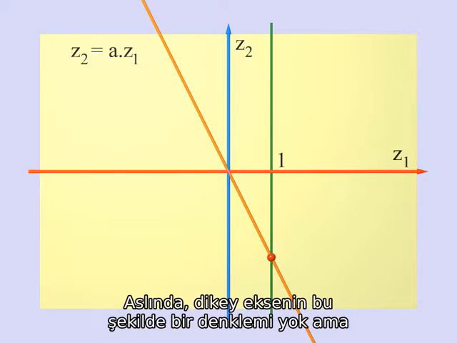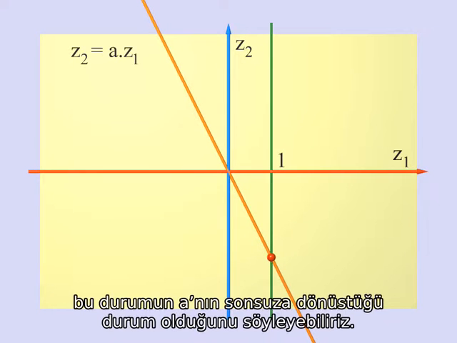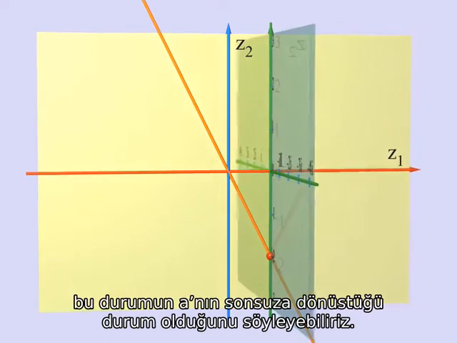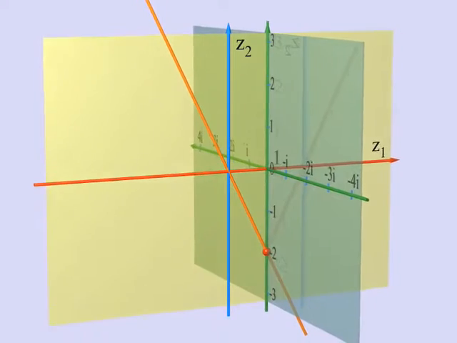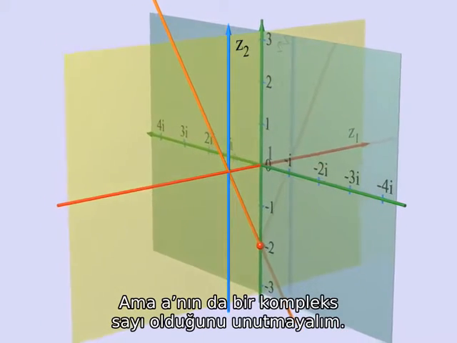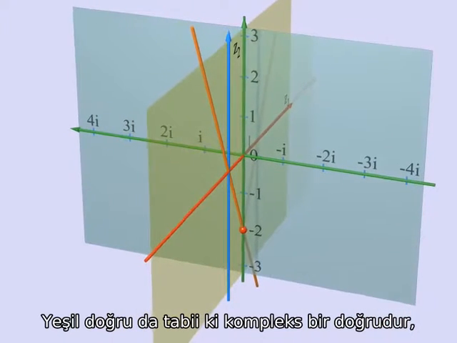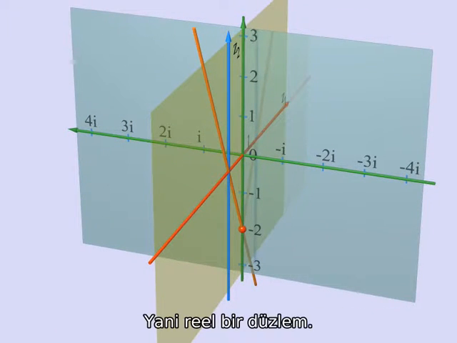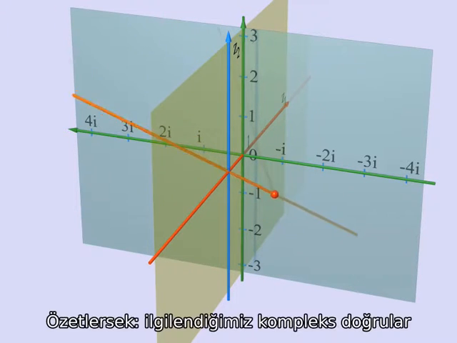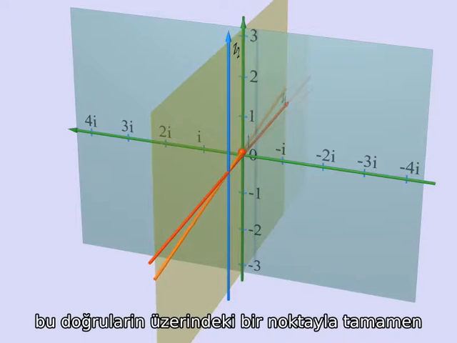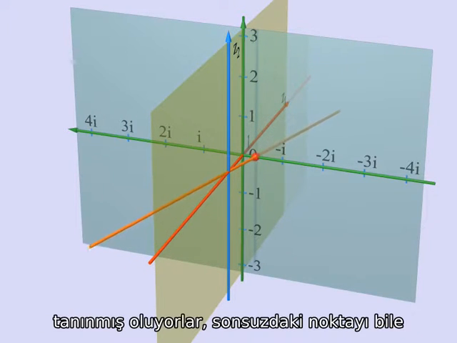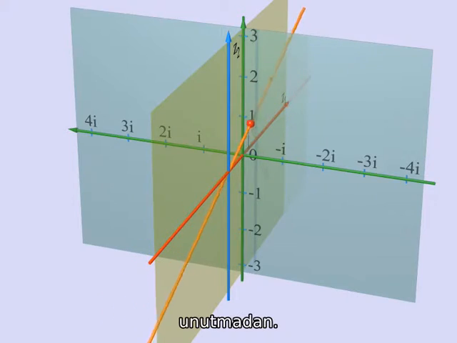Actually, the vertical axis does not have such an equation, but in this case, we may say that a is infinite. Don't forget that a is a complex number. The green line is also a complex line, so it is a real plane, of course. Summing up, the complex lines that we are interested in are completely described by a point on the green line and an additional point at infinity.